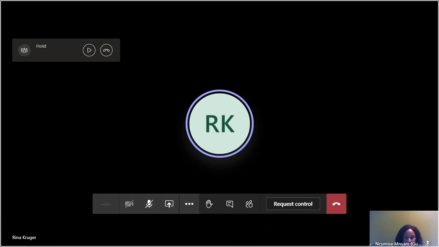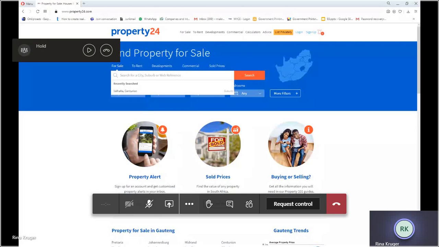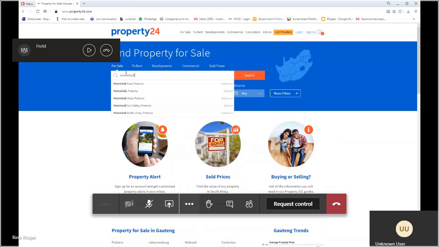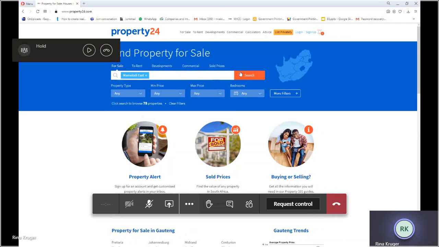Can everybody see this site? It is the most common one, I think, Property 24. So if you can put in here, it's properties for sale. This is what we're looking for. And which area are we going to target? Mamelodi. Mamelodi East, Pretoria. And we say property type, we would like to have houses. Prices between, say, 400,000 and 1 million. Doesn't matter the bedrooms, you say search.